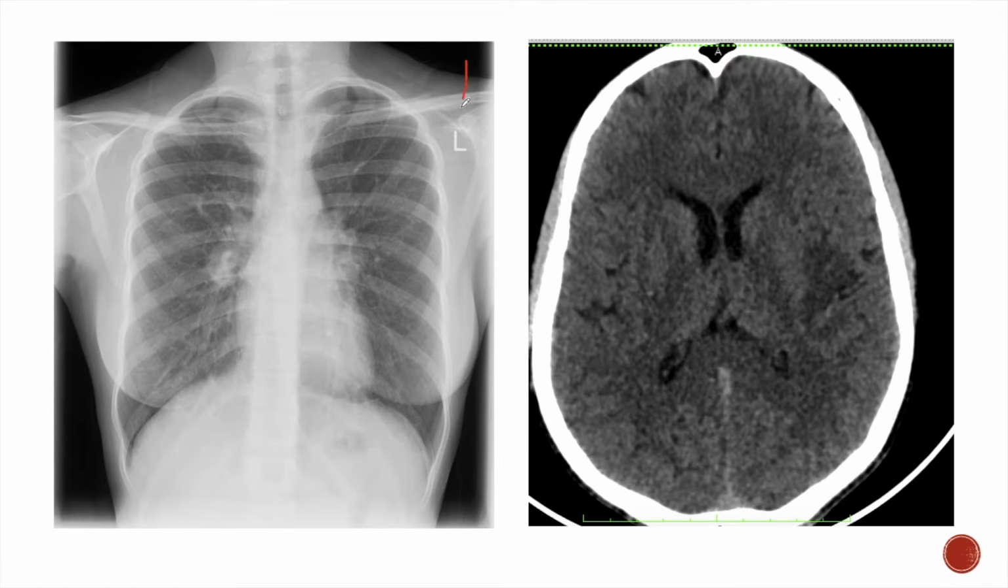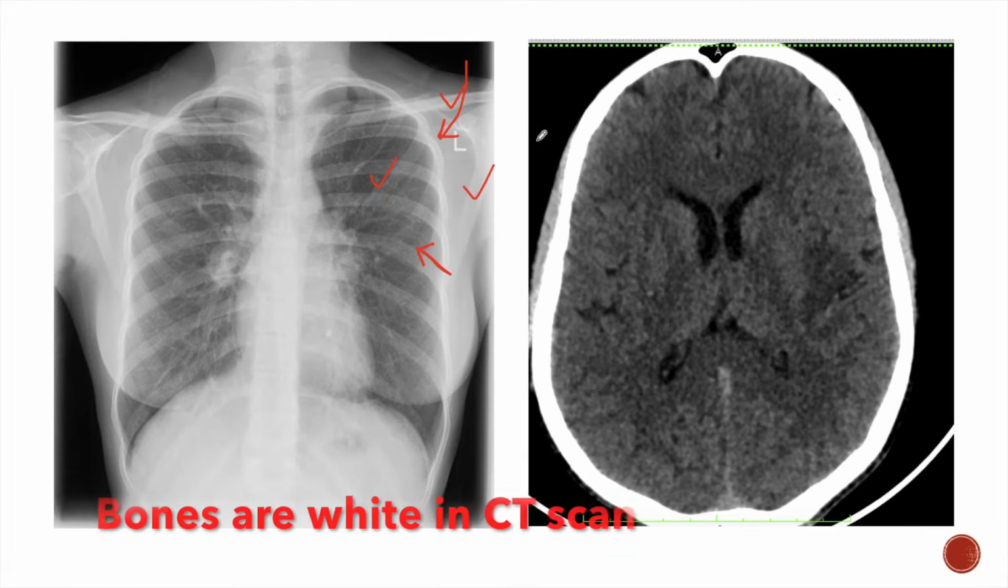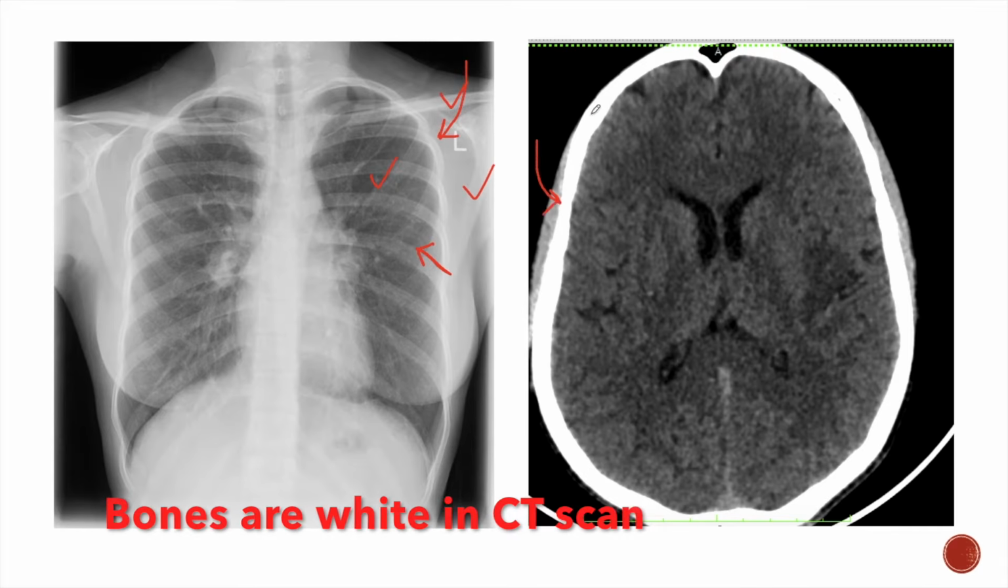If you look at this image, you can see that the bones are white in the X-ray. The ribs are white, the clavicle is white, the scapula is white, but the lungs are dark. Similarly, in the CT scan, the bones are white. This is the skull bone and it appears white in the CT scan.